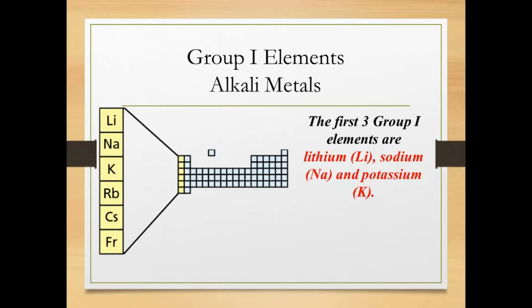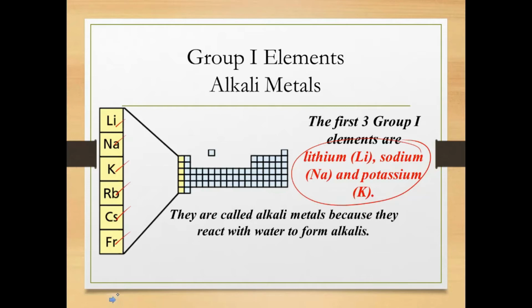According to the CIE syllabus, the first group, the 7th group, and the 8th group are the most important groups to study. The remaining part of the periodic table is transition metals. So remember, in today's class we are going to learn about group number 1 elements, which are called alkali metals. We always discuss only 3 elements of this group. You can see over here we have lithium, sodium, potassium, rubidium, cesium and francium, but we always discuss only lithium, sodium and potassium.